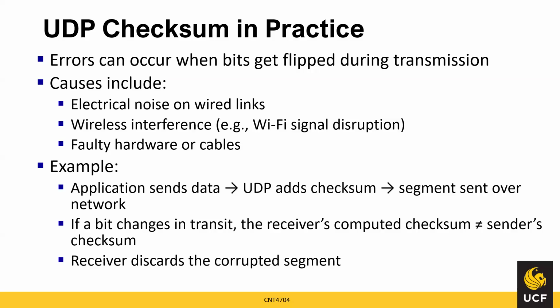So in the example here, the application sends data. UDP would check the checksum of that segment over the network. If a bit has changed in transit, the receiver's computed checksum would not match the sender's checksum, and the receiver would discard the corrupted segment. Actually, with UDP, there's no acknowledgement whatsoever, so there is no way we can say, hey, send it again. The data would simply not be delivered.